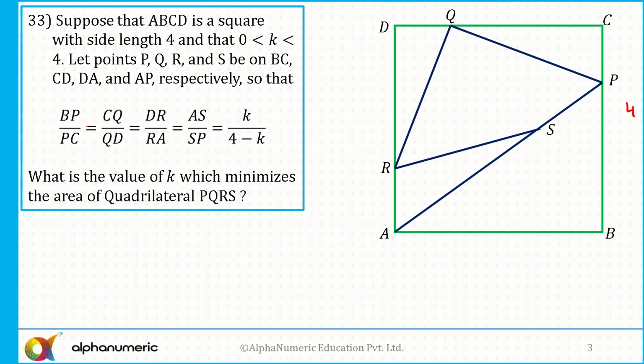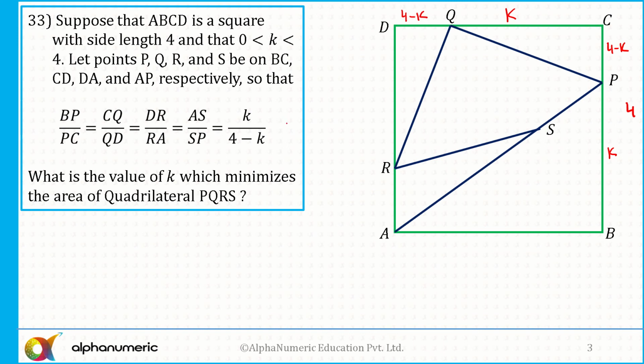And here it says BP upon BC is equal to K upon 4 minus K. So if I assume BP is equal to K, so CP will be equal to 4 minus K. And what is the sum of these two? 4 minus K plus K. Alright. If this is equal to K, this is 4 minus K. So sum of these two is equal to 4. Similarly, CQ upon QD is also equal to K upon 4 minus K. Alright. So I can say, let's say CQ is equal to K, and QD will be equal to 4 minus K.